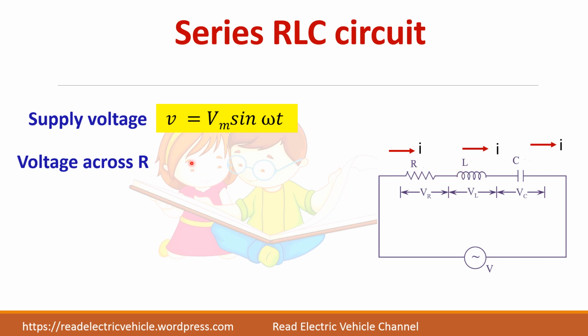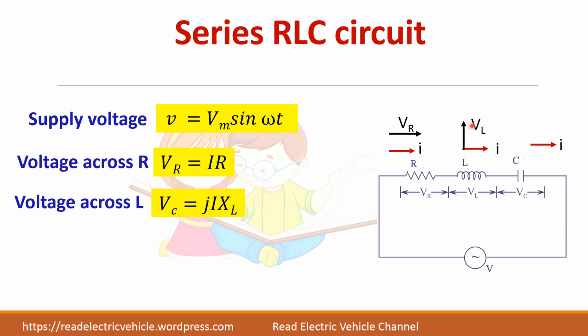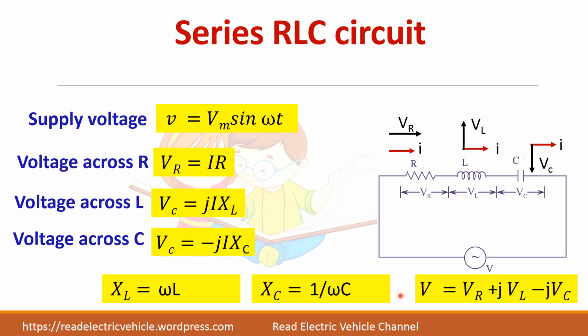And voltage across the resistor will be in phase with the current, and in case of an inductor the voltage will be leading the current by 90 degree. In case of capacitor the voltage will be lagging the current by 90 degree, and the resultant voltage is equal to sum of all the voltages.